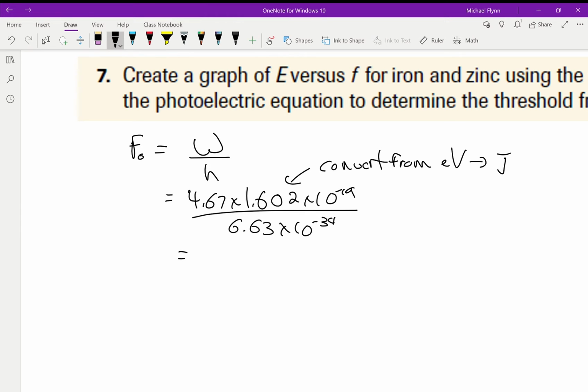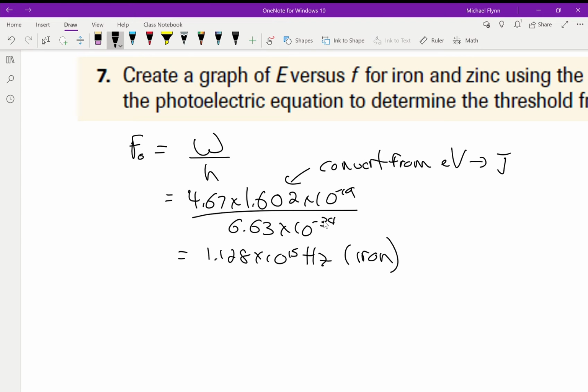And let's see what we get. So I'm going to get 4.67 times 1.602 times 10 to the negative 19, divided by 6.63 times 10 to the negative 34. And I get 1.128 times 10 to the 15 hertz. Okay, so that's the threshold frequency for iron.